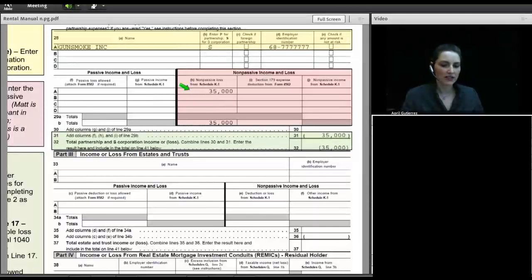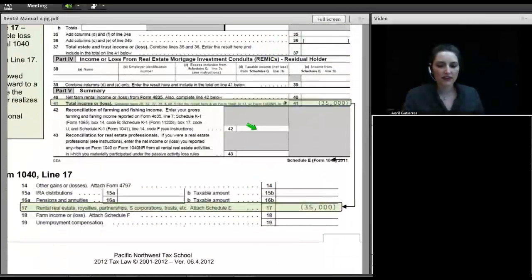Then we go on to line 28, column H, where we enter the non-passive loss that is being allowed for the year, $35,000. And there's no other entries. Typically there might be some other entries on here, but for this illustration, keeping it simple, it's the only entry we have. We simply carry it all the way through the form until we get down to line 41, where we have our total allowed loss for the year. On line 17 of the Form 1040, we enter $35,000. We are allowed to claim that $35,000 loss.